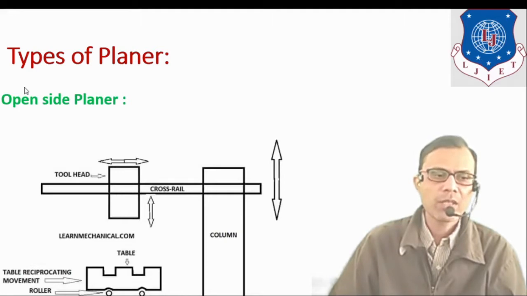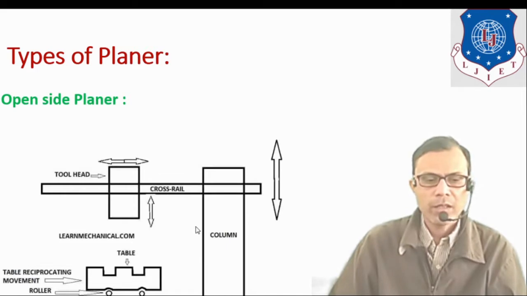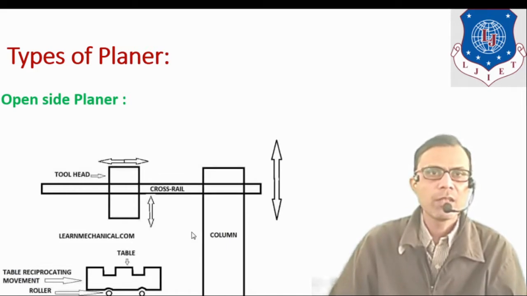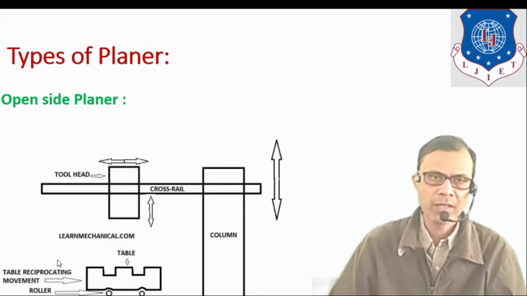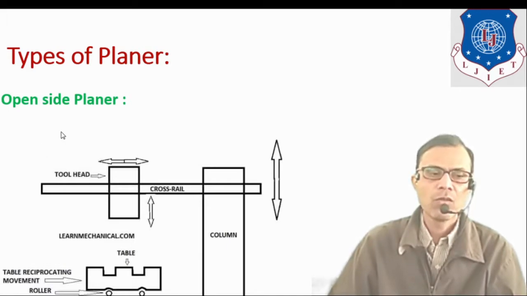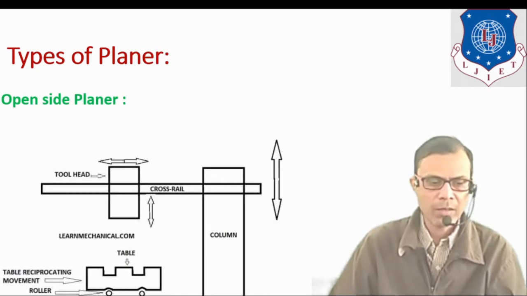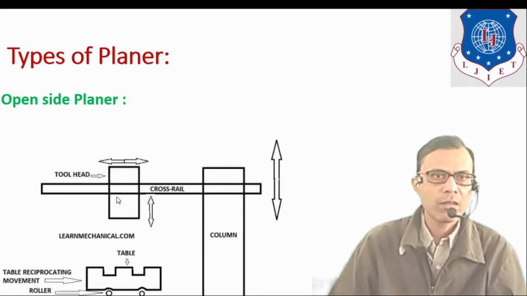Next type of the planer machine is known as open side planer. You can see here it consists of one column instead of two columns, as was the case in the double housing planer machine. So it is open from one side. It is also known as the open side planer. The components are bed, column, table, cross rail and tool head, but almost the construction and working is similar to what we have discussed in the case of the double housing planer machine.